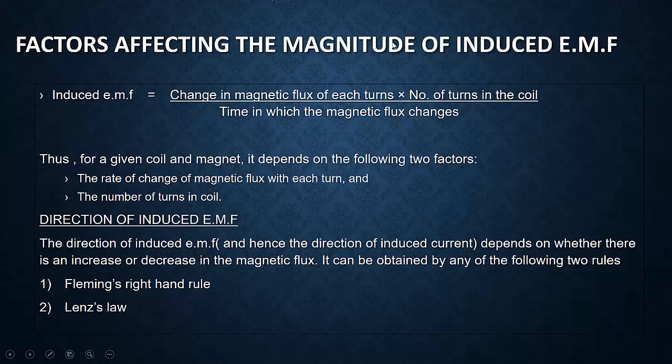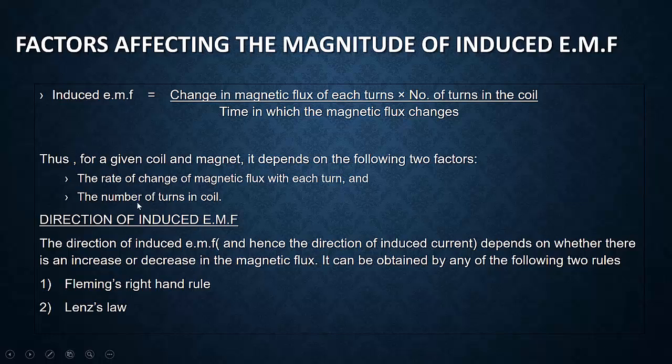Let's see the factors affecting the magnitude of induced EMF. As we have already discussed, induced EMF is the change in magnetic flux of each turn times the number of turns in the coil, divided by the time in which the magnetic flux changes. Thus, for a given coil and magnet, it depends upon two factors. First is the rate of change of magnetic flux with each turn. Second is the number of turns. Here, as we can see, first is change in magnetic flux, second is number of turns.